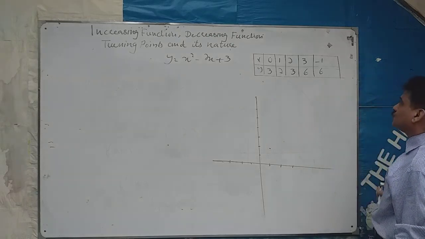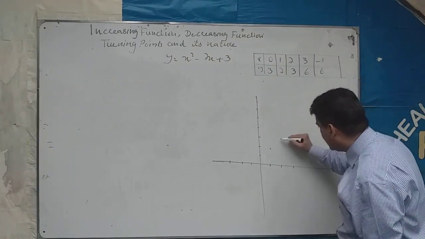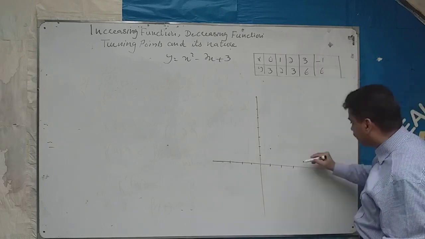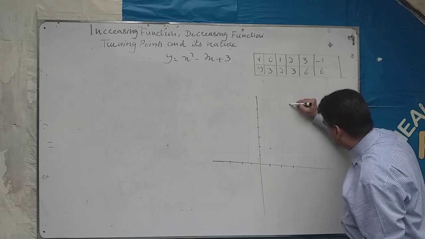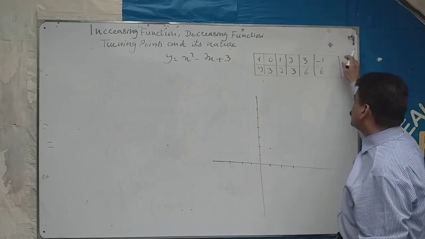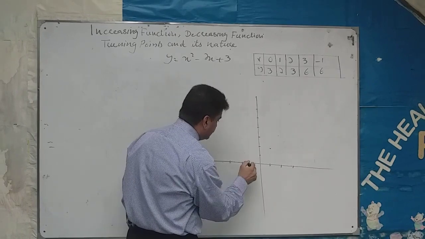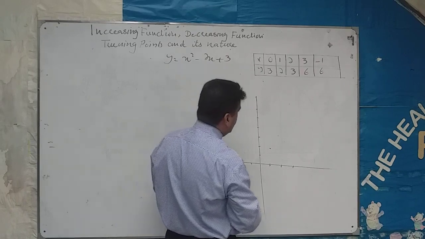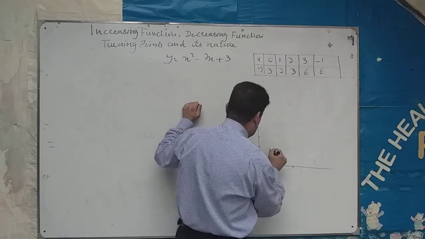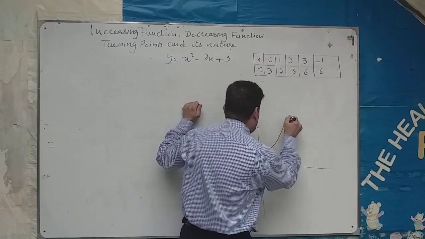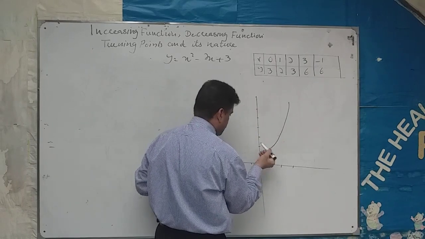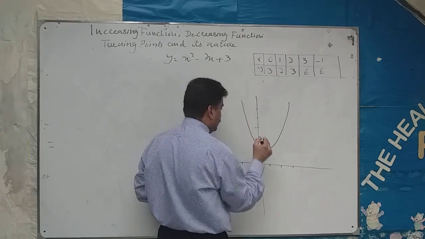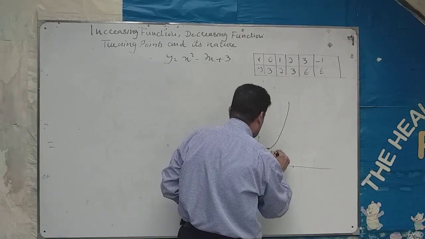And when x is equal to 2, y is equal to 3, it means here is a point. And when x is equal to 3, y becomes 6, this is a point. When x is equal to -1, y is again 6, this is the point. We now draw the curve. This is the turning point (1, 2).